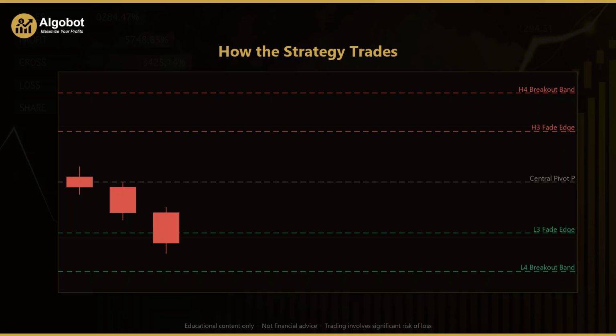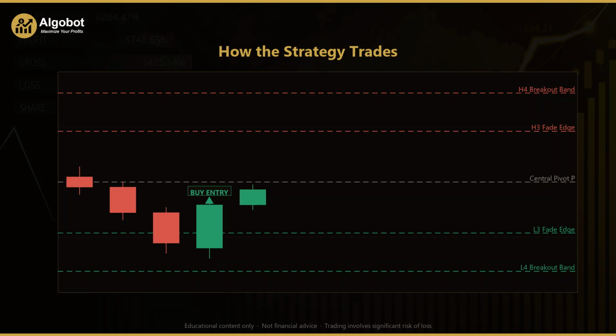We begin on the left, with price sitting near the central pivot and starting to drift lower. Candle by candle, sellers push the market down, away from the pivot and toward the lower band. By the third candle, price has slipped right into the lower zone. Its low pokes down through the L3 fade edge, the level where the strategy considers price stretched to the downside. Notice, though, that the close holds above the L4 breakout band. This is the precise condition the expert advisor is looking for on the long side, stretched into the lower band, but not broken clean through it.